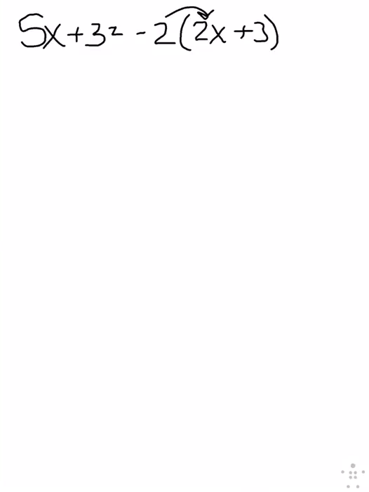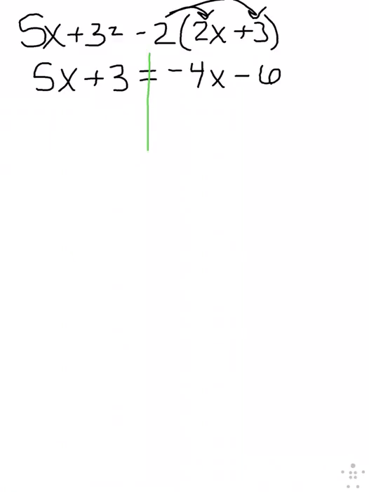Letter C, 5x plus 3 equals negative 2x plus 3. Again, first step is we distribute. We multiply the parentheses. Negative 2 times 2 is negative 4x. Negative 2 times 3 is negative 6. We combine our like terms.